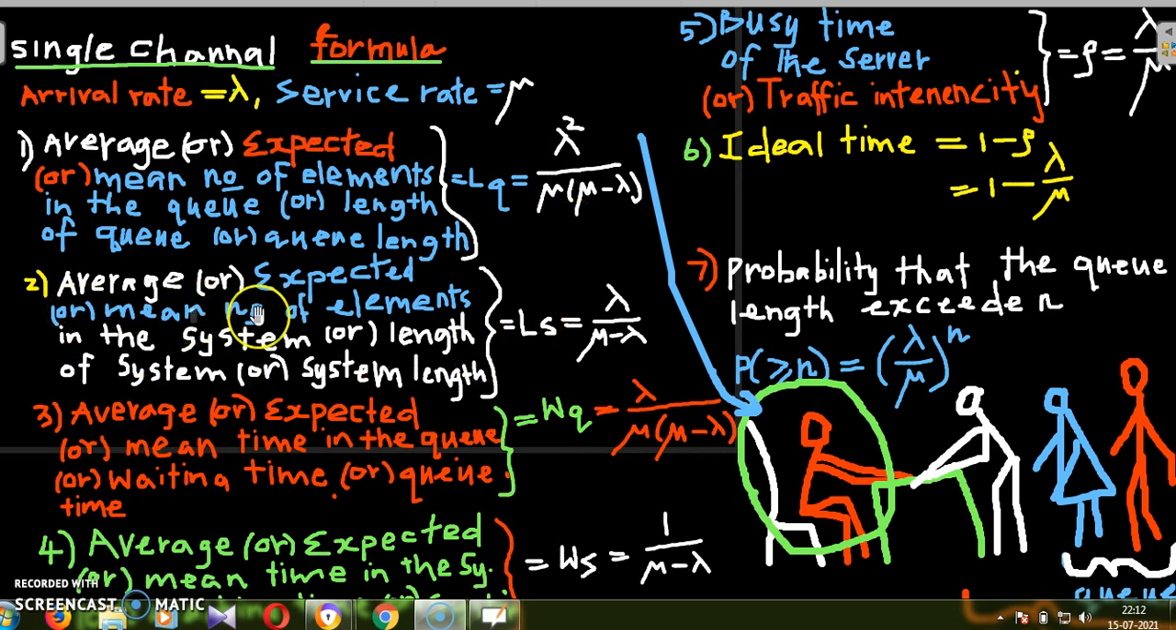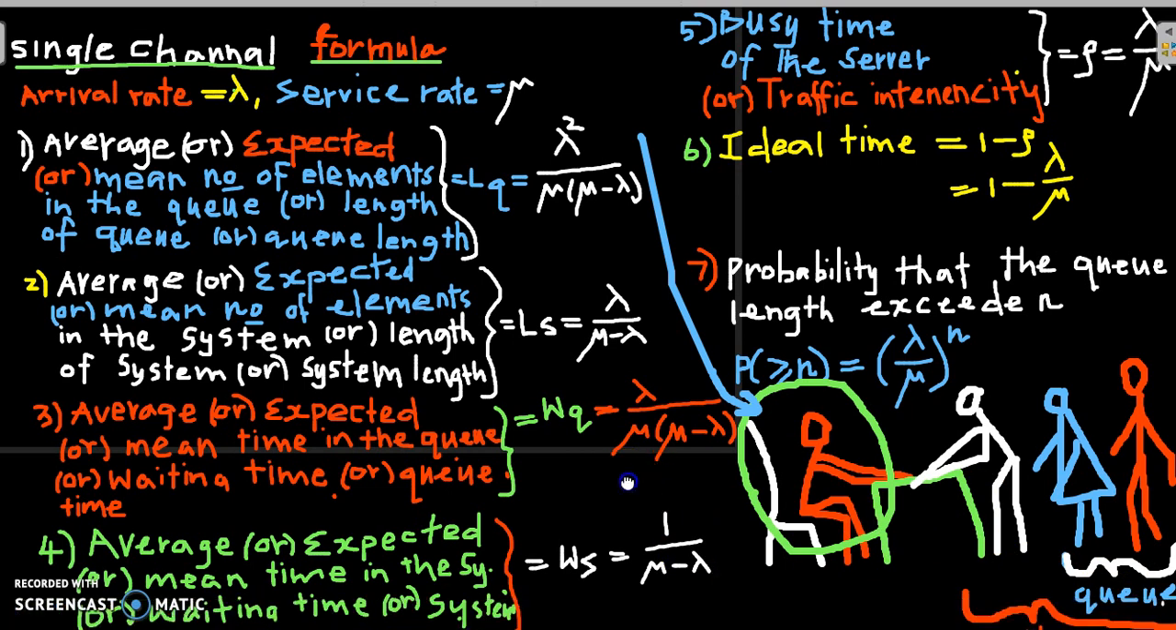Next one is in the system. Okay, I told you what is the system, what is the queue. Look at this particular picture. These two people only are called a queue. When you add this person also, it is called a system. I told you already. If you don't take the person under service, only the waiting persons you are taking, that's called the queue.